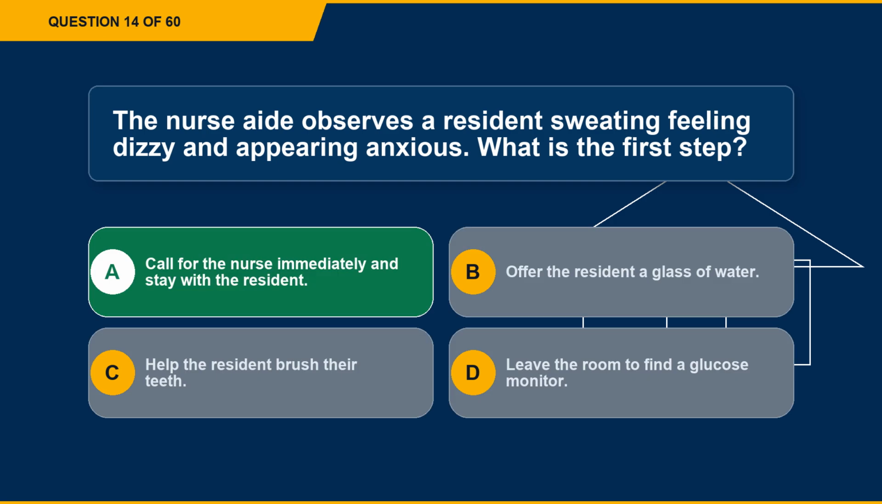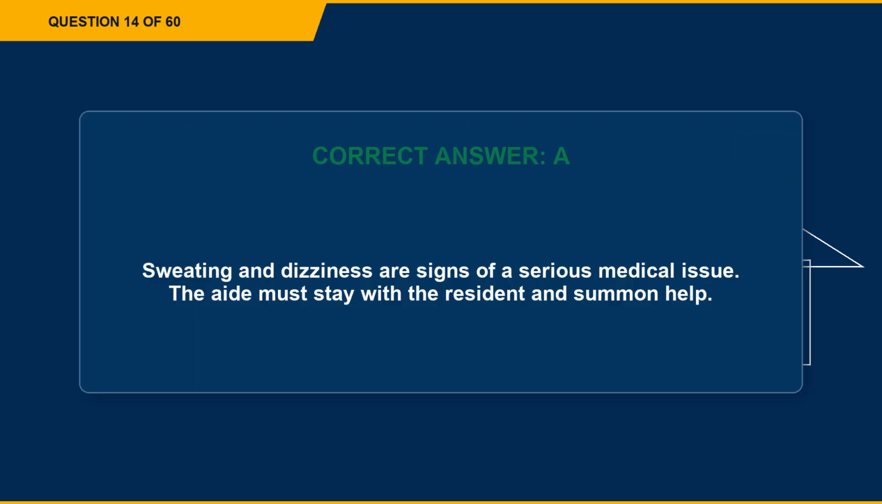The correct answer is option A. Call for the nurse immediately and stay with the resident. Explanation. Sweating and dizziness are signs of a serious medical issue. The aide must stay with the resident and summon help.